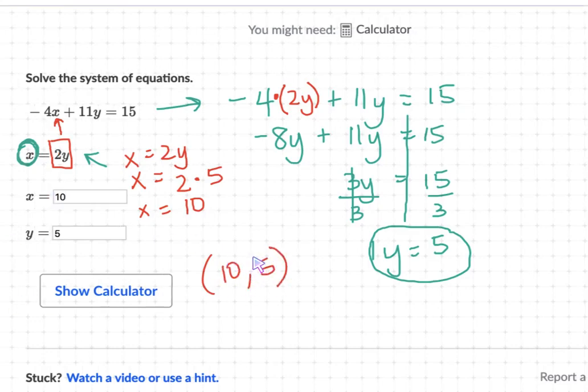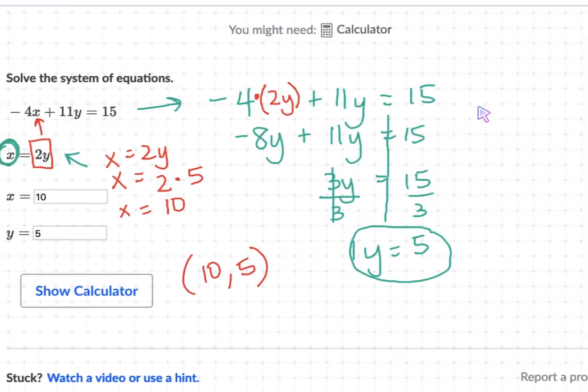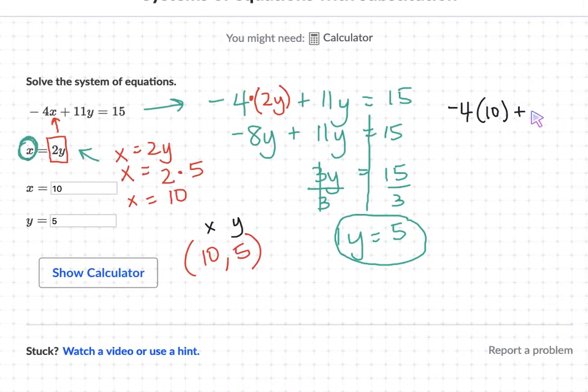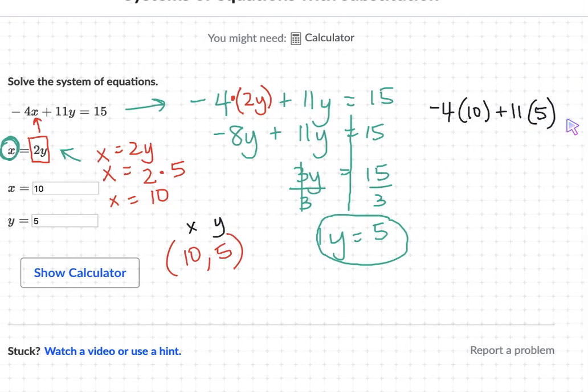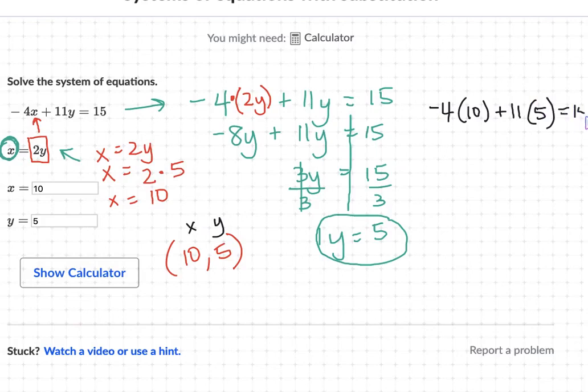Now, before I submit, I owe it to myself to just double check it out, right? So let me check it out here. Negative 4 times x, my x is 10, plus, let's see, we have 11 times y. My y was 5, should equal to 15. So negative 4 times 10 is negative 40. 5 times 11 is 55. 55 minus 40 is 15.